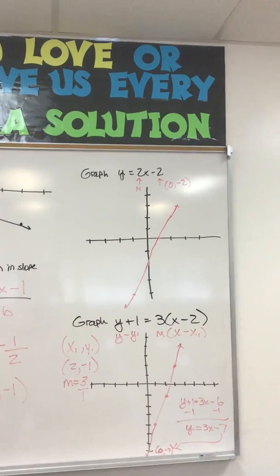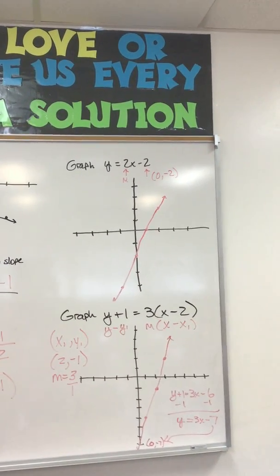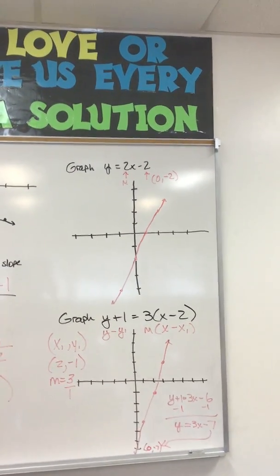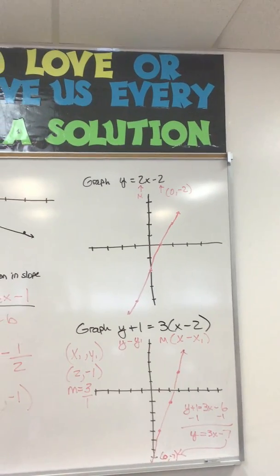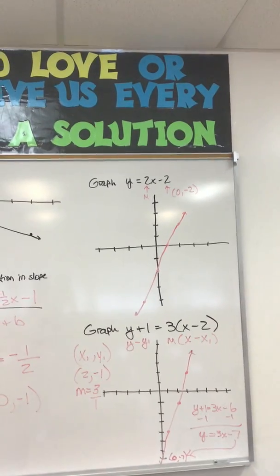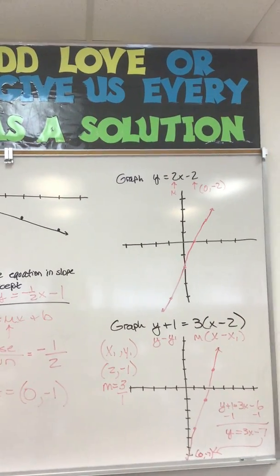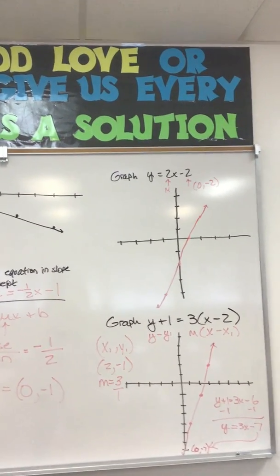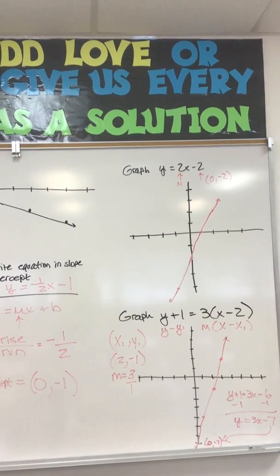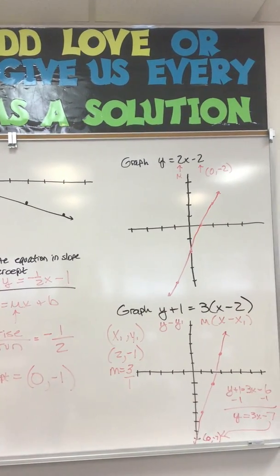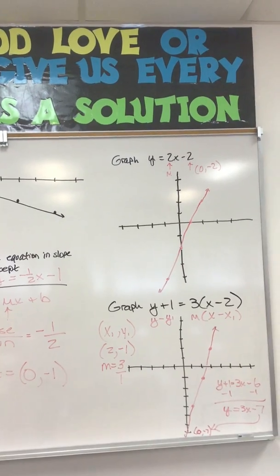Next graph, you had to graph the equation y equals 2x minus 2. This is in slope-intercept form, so I know that my intercept is (0, -2), so I plot that value. Then I know that my slope is 2, or 2 over 1, so I rise 2, go right 1, or I could drop 2 and go left 1.